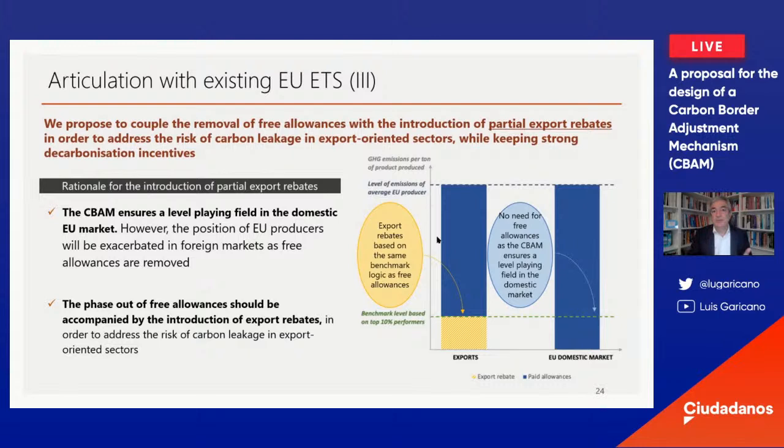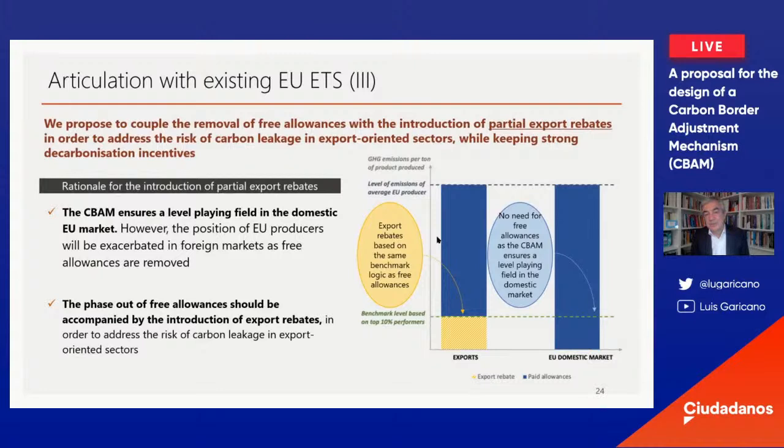That sounds a priori very appealing, but it means that you can just dump all your carbon abroad. You are just an exporter. If you're a very dirty producer, you should just export. So, bad idea. We could also not have any export rebate, but then we are very much disadvantaging our own producers. What we proposed is that you give an export rebate that is exactly the same as the free allowance would have been. So the benchmark level of the 10% best producers, you can get a rebate for whatever carbon you paid, so that the exporters, and this is the key thing to remember, are going to be neither better off nor worse off. They're going to be exactly the same.